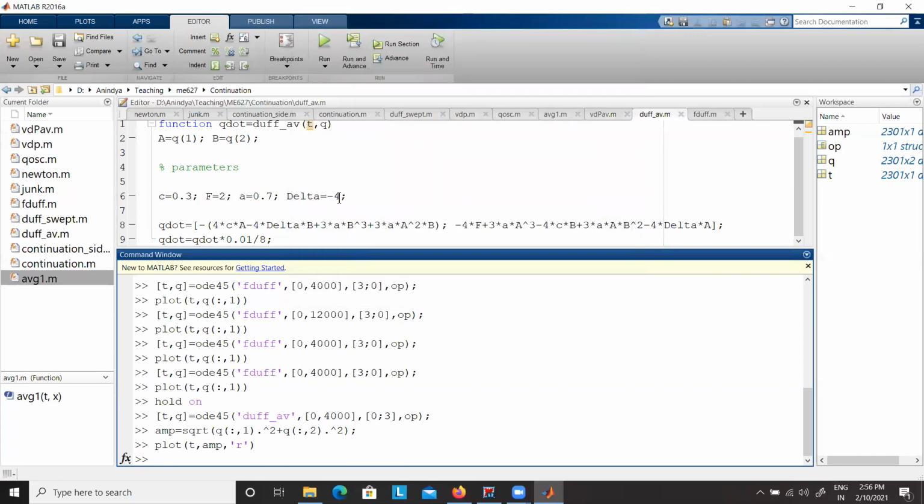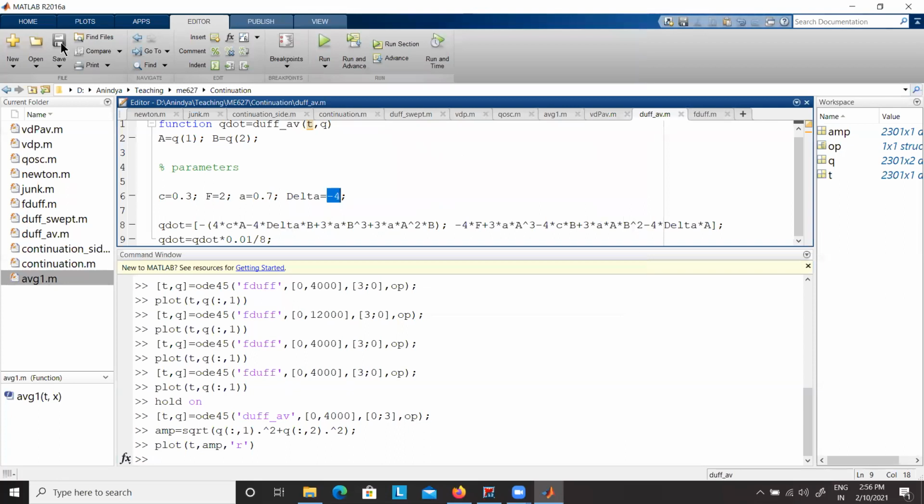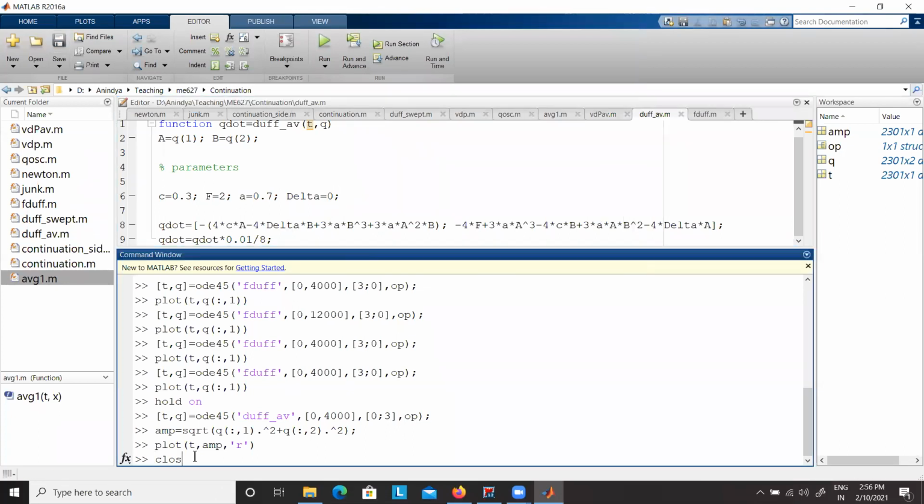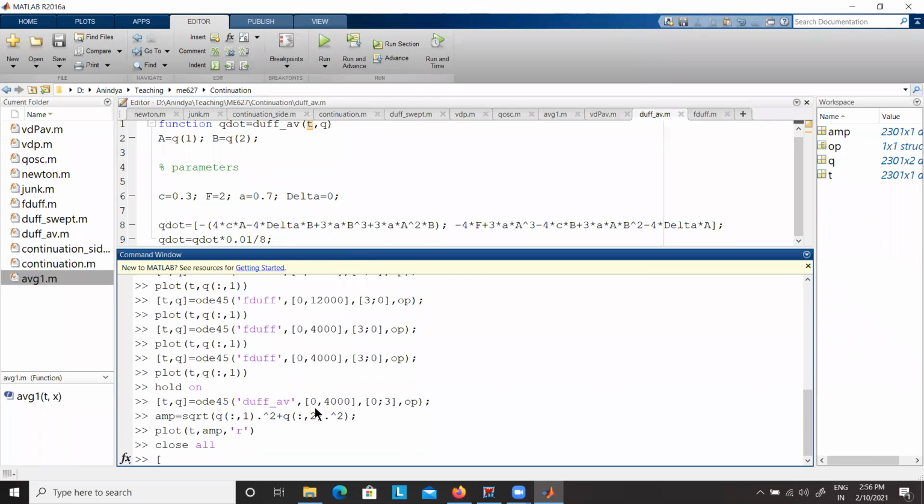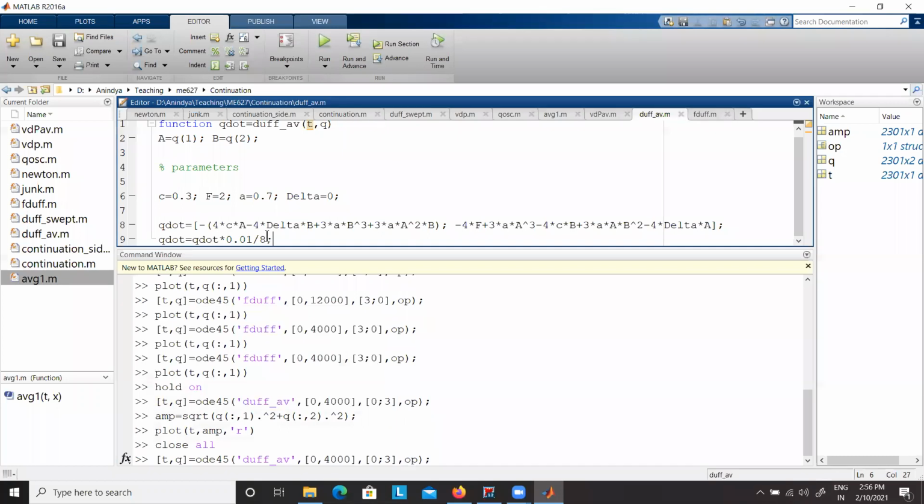Now let us put delta equal to 0. Okay. When I put delta equal to 0, not much will change. So once again, now wait, I'm going to remove this now so that I can do faster simulations.